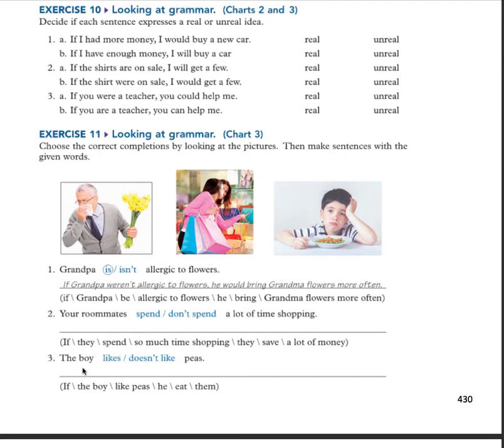Go ahead and do number 3. Choose a correct answer and then the sentence.